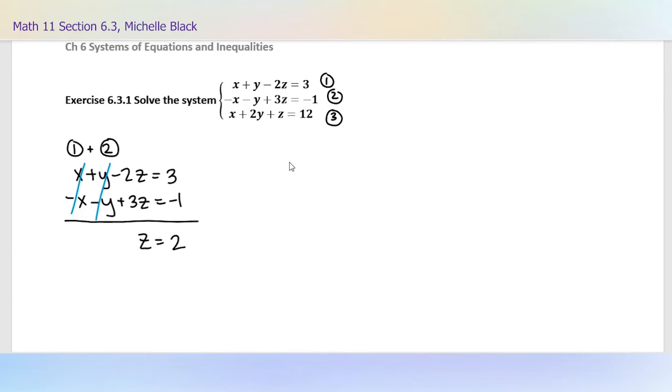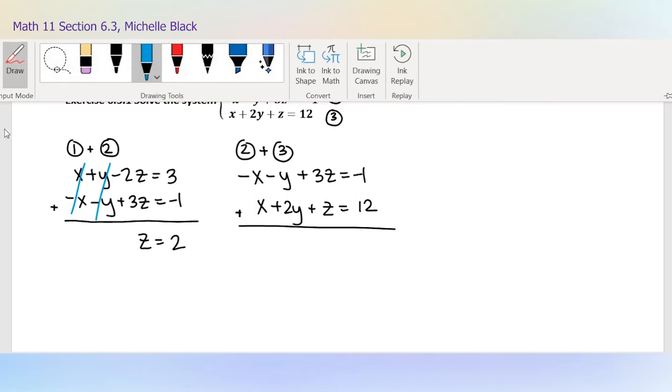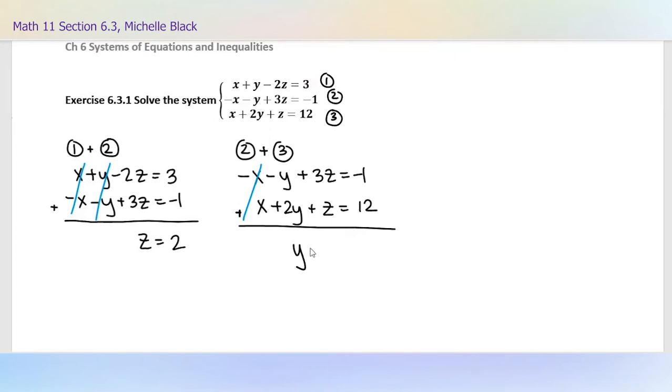But now I'm going to repeat the same idea I had, which was to eliminate my x's, and I'm going to do this in equation 2 and 3, because I noticed earlier that my x in equation 2 was -1 for a coefficient, and my x for equation 3 had a coefficient of +1. So if I add these equations together, my x's should also cancel out. This time my y's do not cancel out, so I'm left with 1y plus 4z equals 11.